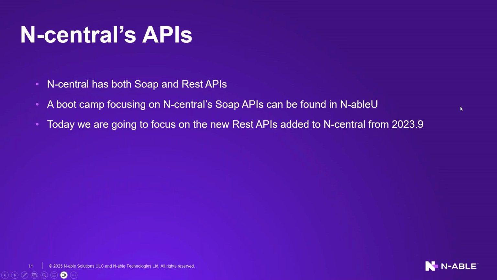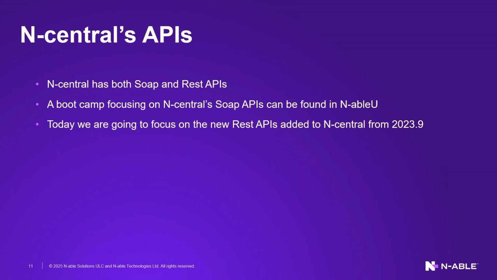More specifically, when we talk about N-central APIs, it's important to note that N-central has both what we call SOAP and REST APIs. Now, we're going to focus on REST APIs today. If you want to learn more about SOAP APIs, we still support them. They're what I would call in legacy mode, so we're not actively developing or enhancing them. But if you go to Enable U, you'll find a whole bootcamp around N-central SOAP APIs as well. But today we're going to focus on N-central's REST APIs.